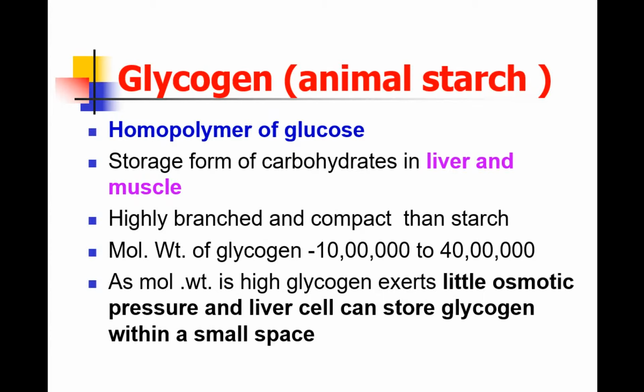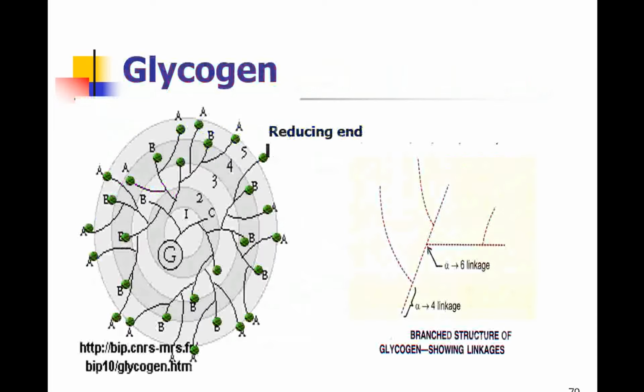The molecular weight of glycogen, if you see, is about 1 lakh to 4 lakh Daltons. So as molecular weight is high, glycogen exerts little osmotic pressure and liver cells can store glycogen within a small space.